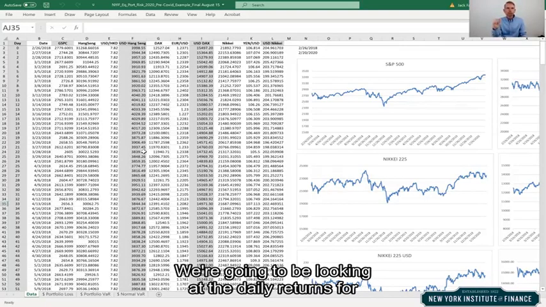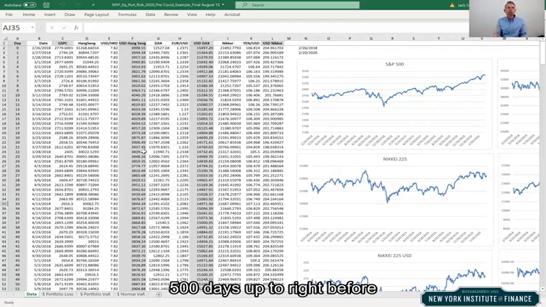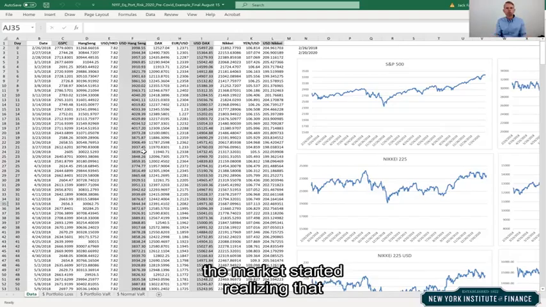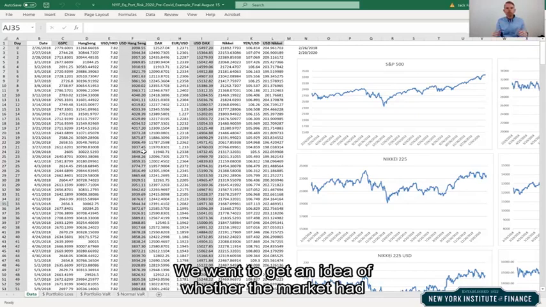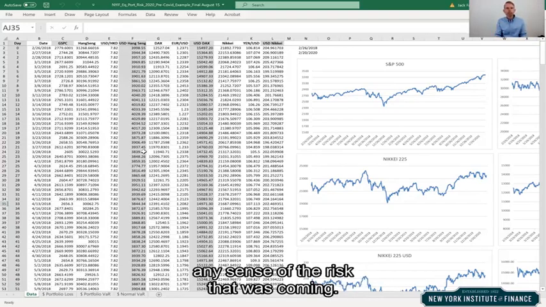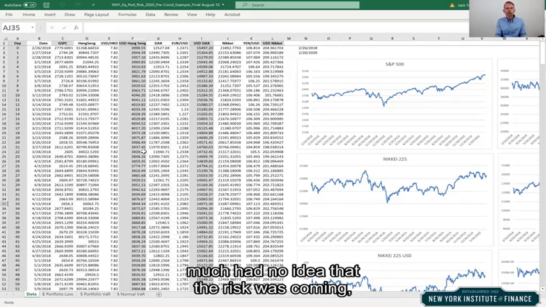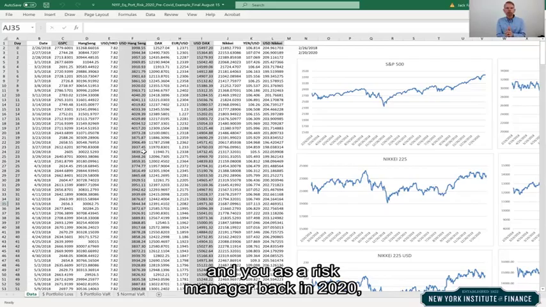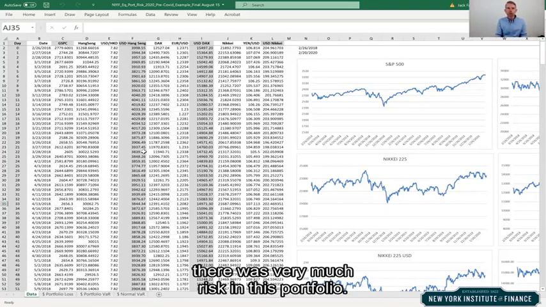So we're going to be looking at the daily returns for this portfolio of these 4 indexes over 500 days, up to right before the market started realizing that COVID was going to be important. We want to get an idea of whether the market had any sense of the risk that was coming, or if the market pretty much had no idea. And you as a risk manager back in 2020 probably wouldn't have said that there was very much risk in this portfolio.